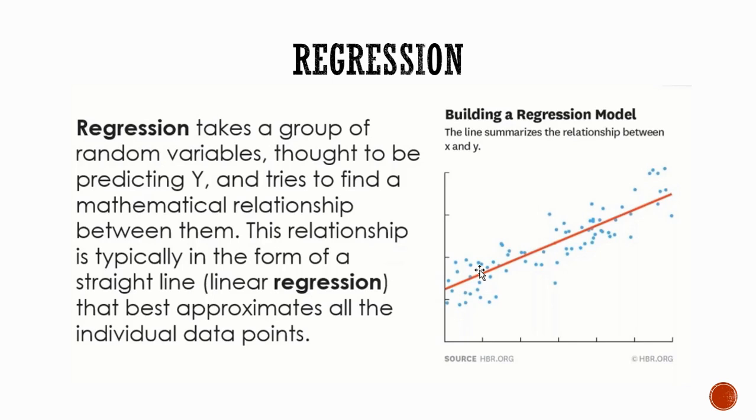Regression takes a group of random variables, used to predict y, and tries to find a mathematical relationship between them. This relationship is typically in the form of a straight line, as you can see in the picture, which is called linear regression.